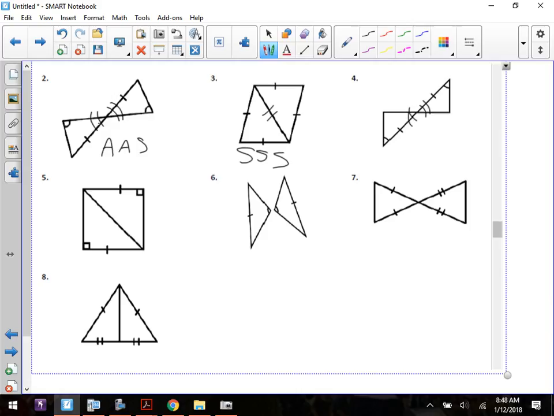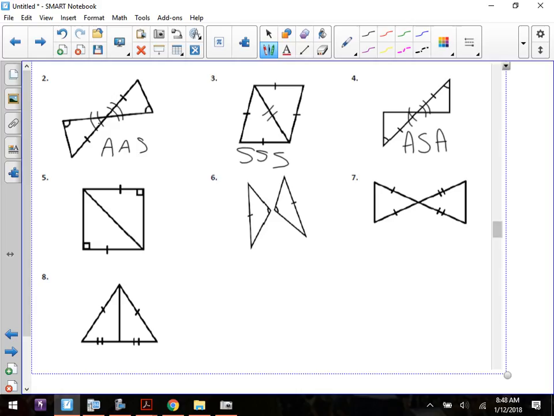Remember the trick we talk about with vertical angles a lot of times? If you see a diagram that looks like a bow tie-ish, that's usually vertical angles. So this gives us now angle, side, angle.